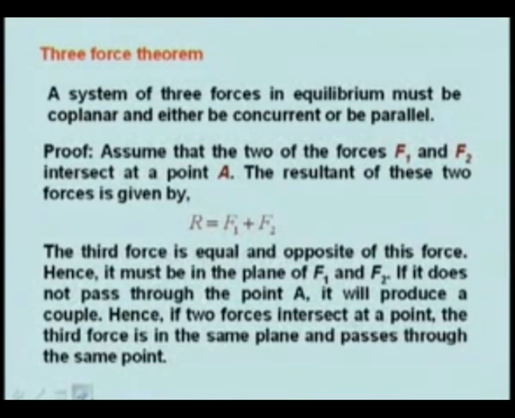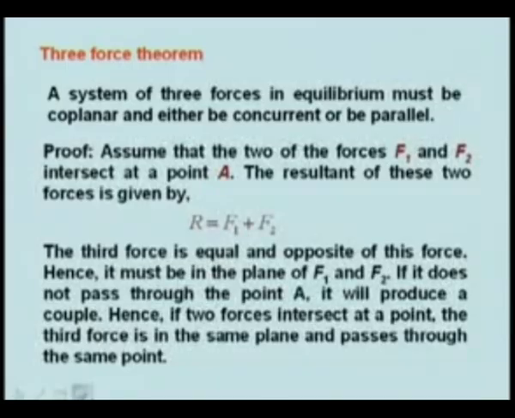Now, we present the three force theorem. A system of three forces in equilibrium must be coplanar and either be concurrent or be parallel. The proof of this is as follows. Assume that two of the forces, F1 and F2, intersect at a point A. Supposing they are not parallel, two forces can intersect at a point A, then the resultant of these two forces is given by R is equal to F1 plus F2. So, the resultant of these two vectors must be in the same plane, because one can construct a parallelogram which lies in that plane. The third force is equal and opposite to this force. It must be in the plane containing F1 and F2. If it does not pass through the point A, then it will produce a couple.